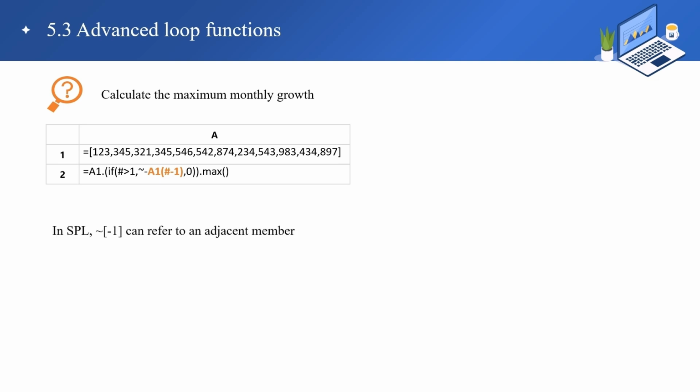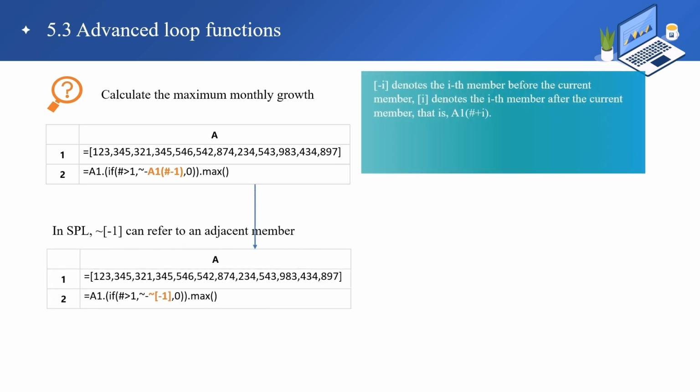SPL provides a special symbol, tilde followed by -1 in square brackets, to represent A1(hash-1). The code can be simplified. Tilde[-i] denotes the ith member before the current member, and tilde[i] denotes the ith member after the current member, that is, A1(hash+i). Different from using A(i) to get a sequence member, when using square brackets, a calculated position out of the sequence range will not report an error, but will get a null value.